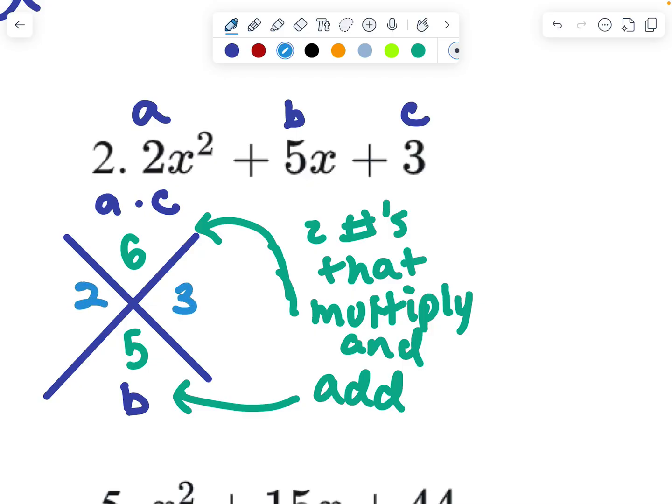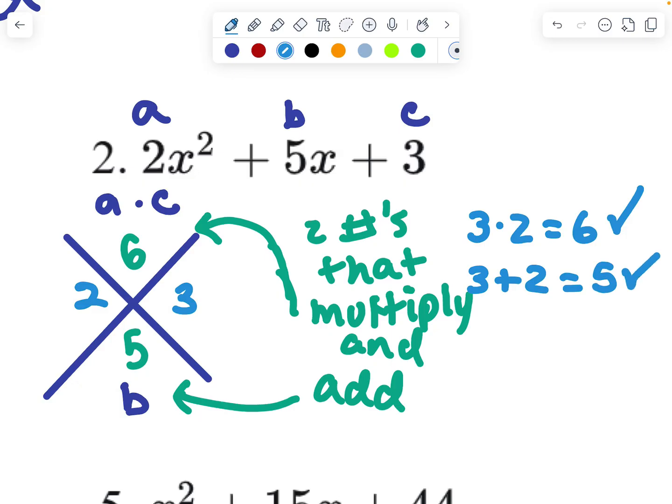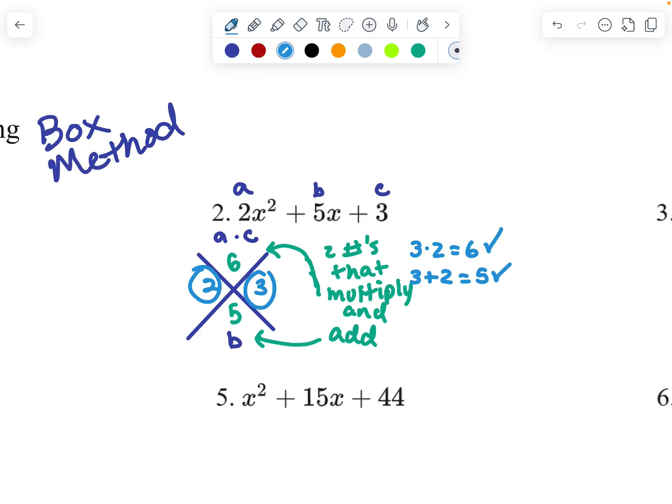Okay, let's check this out. 3 times 2 equals 6, check. 3 plus 2 equals 5, check. All right, we are good. 2 and 3 are what we are going to use to help us fill in the rest of our box. So we're gonna go ahead and make our box over here.